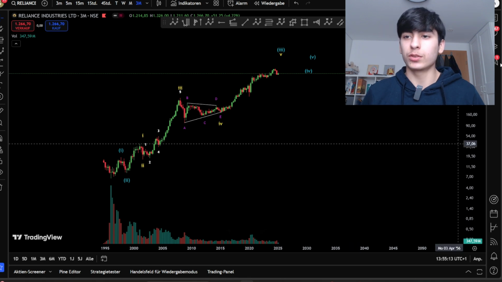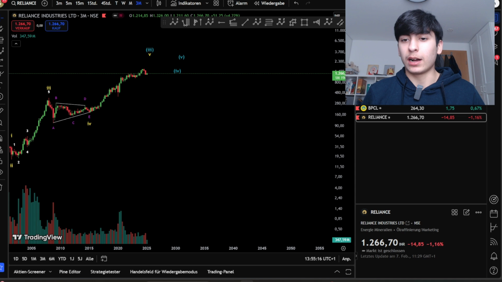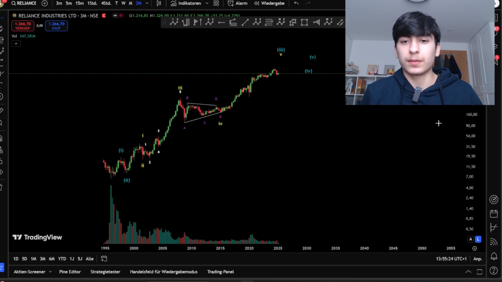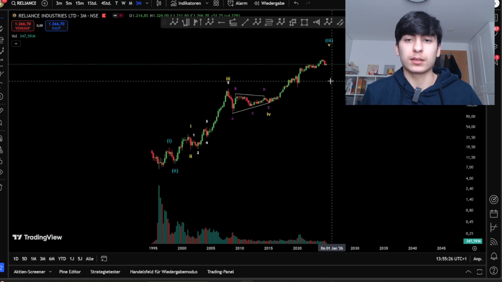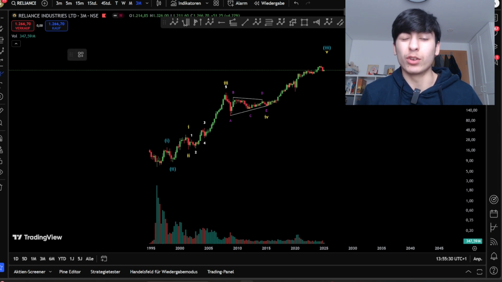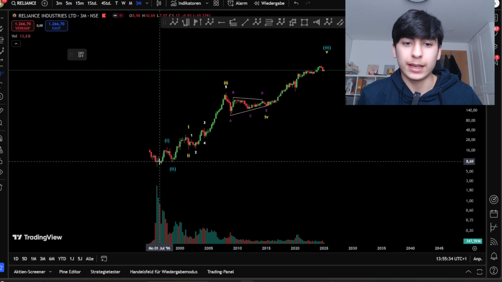Okay guys, so today, at the request of a member on my Discord channel, I will cover Reliance, BPCL and ONGC. So let's start with Reliance. Here I have on the 3 months my main count, and this is basically also the only count we need to look at. So here we are looking at a not yet finished impulse.